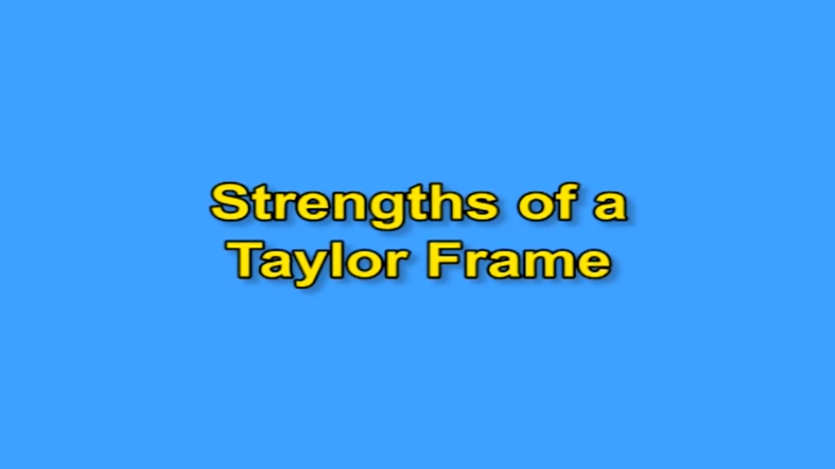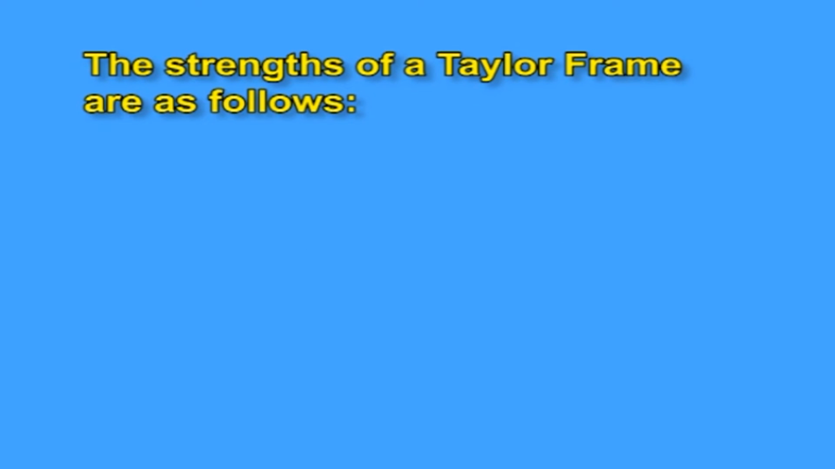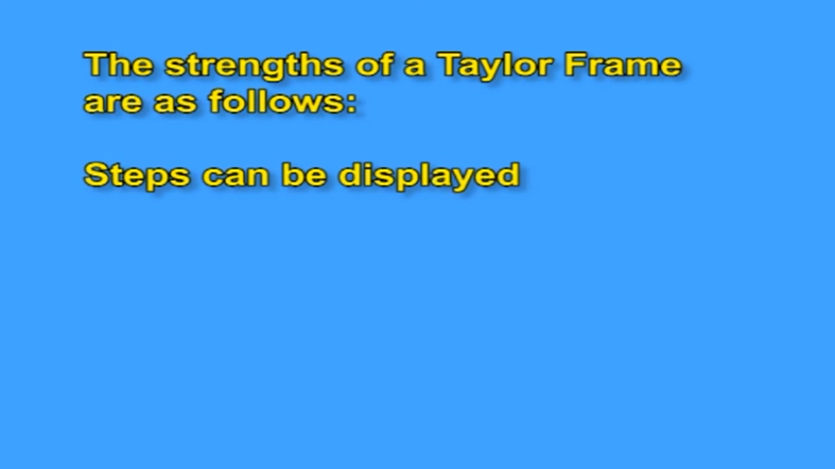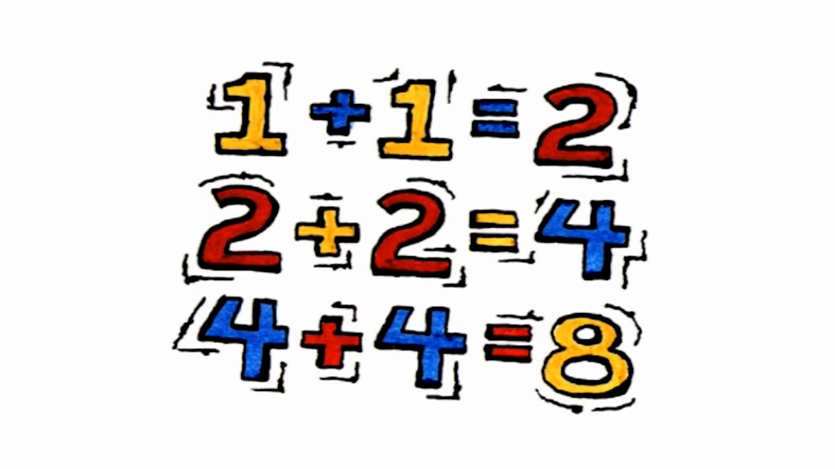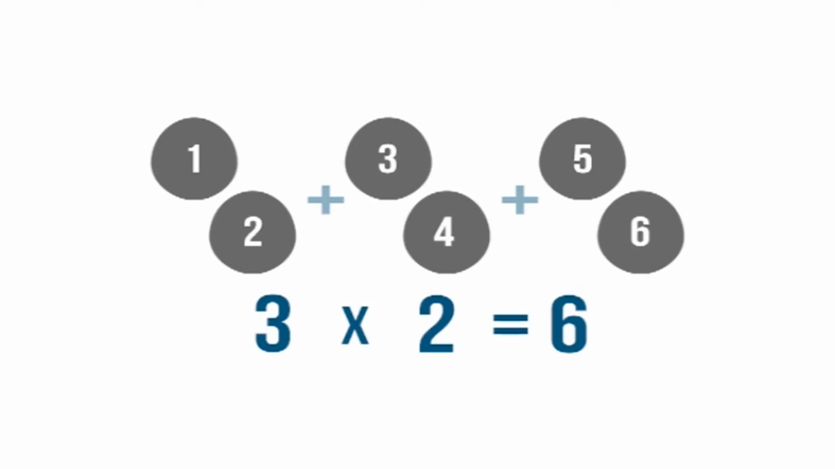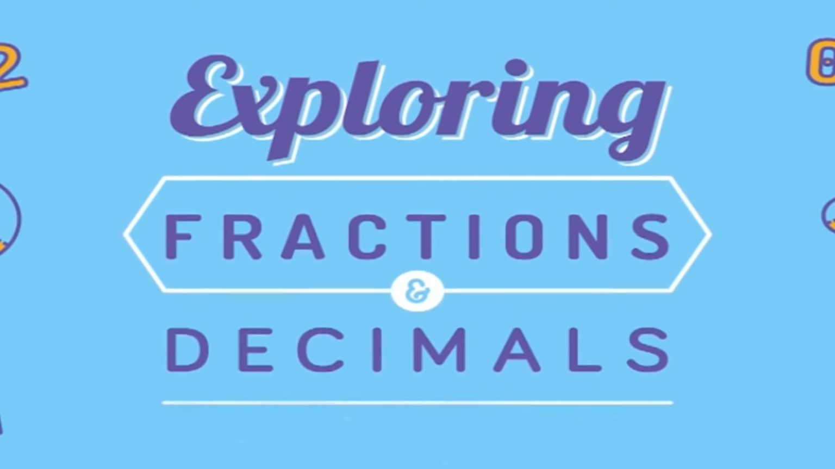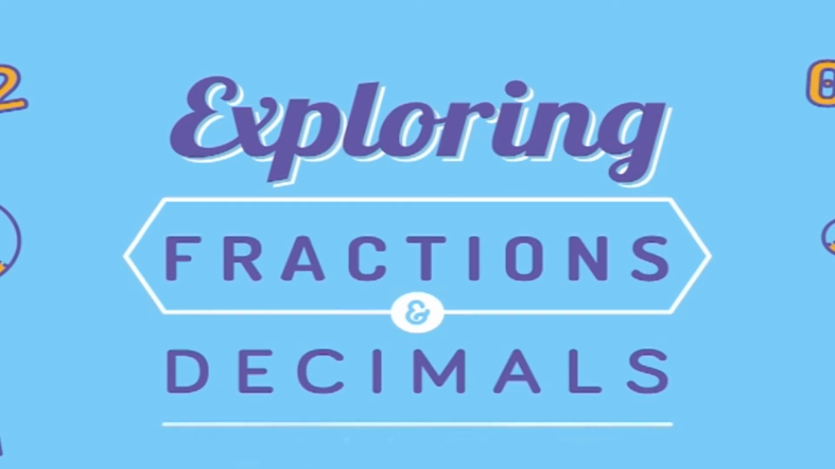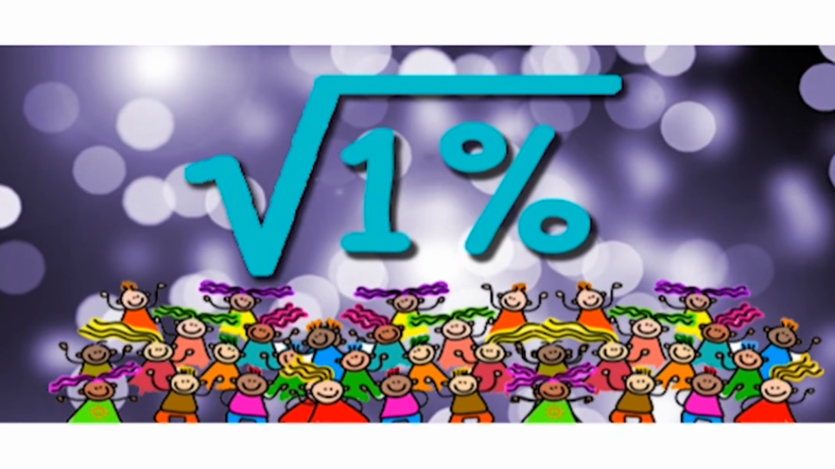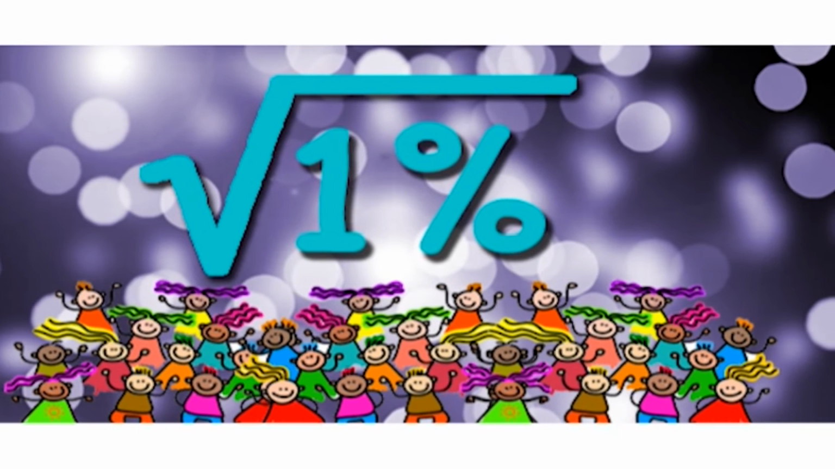Next we will see some of the strengths of a Taylor frame. The strengths of the Taylor frame are as follows. Steps can be displayed. Each and every step can be visible. Ability to solve addition, subtraction, multiplication and division problems. Ability to solve problems involving fractions and decimals. Ability to solve percentage and square root problems. Ability to use various brackets involving problems in simplification methods.